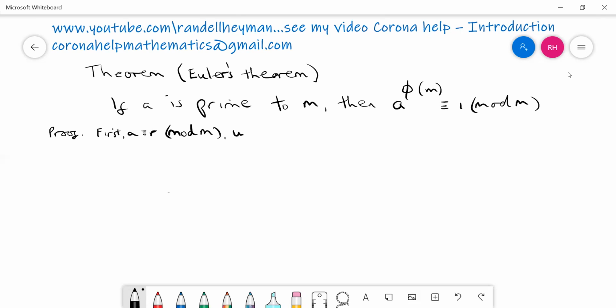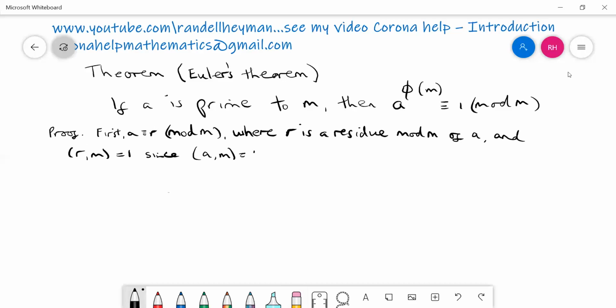Sometimes people have trouble reading, particularly on a laptop, tablet or phone, so I'll write a bit bigger. R is a residue mod M of A, and (R, M) = 1 since (A, M) = 1. Okay, so let's talk about that.